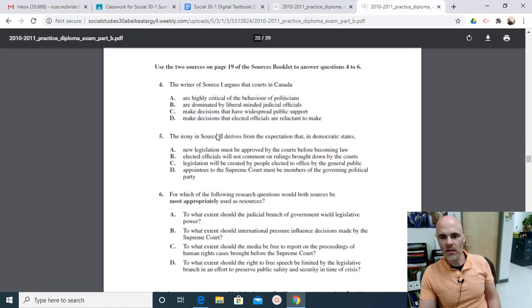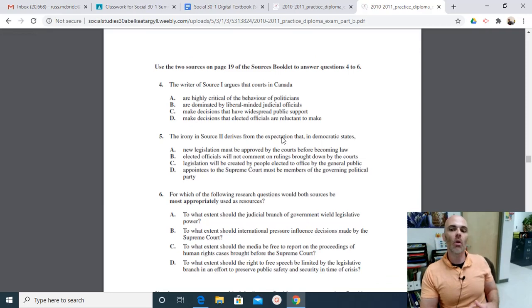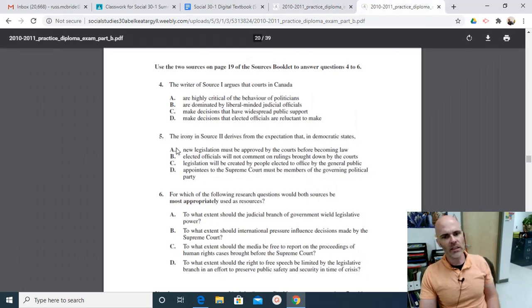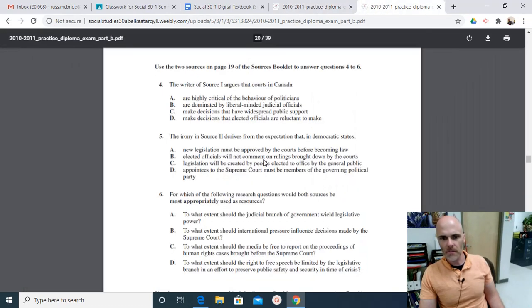The irony derives from the expectation that in democratic states, new legislation must be approved by the courts. Well, this isn't saying that the courts didn't approve it. This is saying that the courts had a heavy hand in determining it. So I wouldn't say that's irony, that new legislation must be approved. Something else is happening here. Elected officials will not comment on rulings brought down by the courts. I don't see anybody avoiding comment on things.